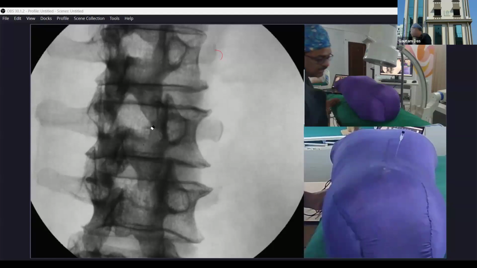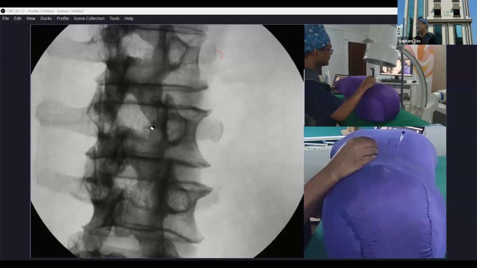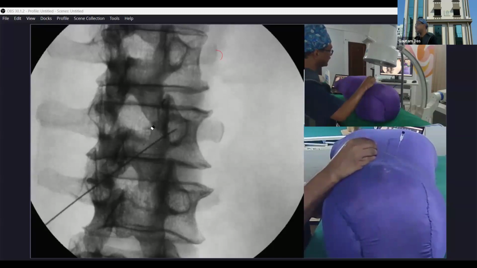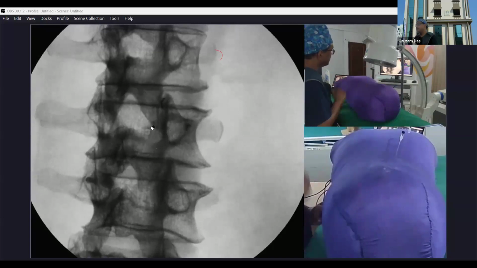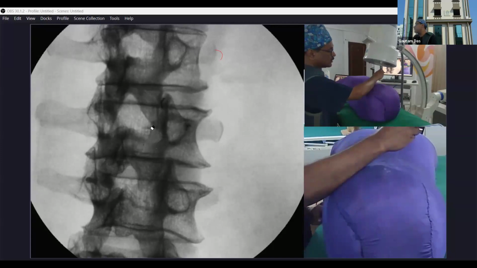Okay. The next needle I'll be putting for the medial branch. Then I'll be going lateral together so that I'll be saving time. Again, by the tunnel vision at the eye of the Scottish dog.